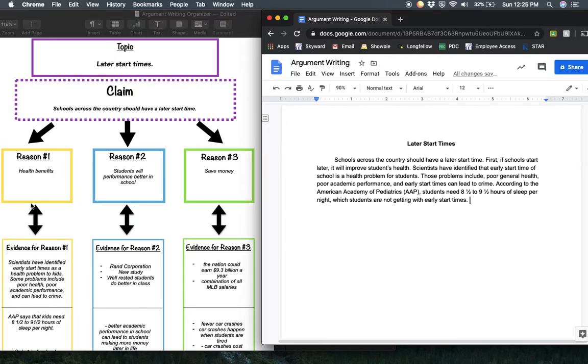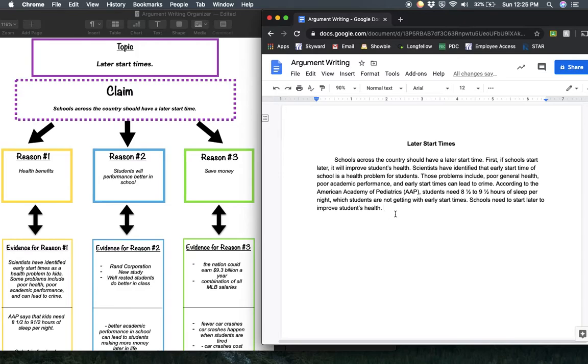So, I finished my evidence for reason 1. I have reason 1 and I have my claim there. It's a pretty well-rounded paragraph. I need to just write a conclusion sentence here and then I'm going to start a new paragraph. For a conclusion sentence, I'm just going to basically reiterate reason 1 and my claim. So, I'm going to say that schools need to start later to improve students' health.